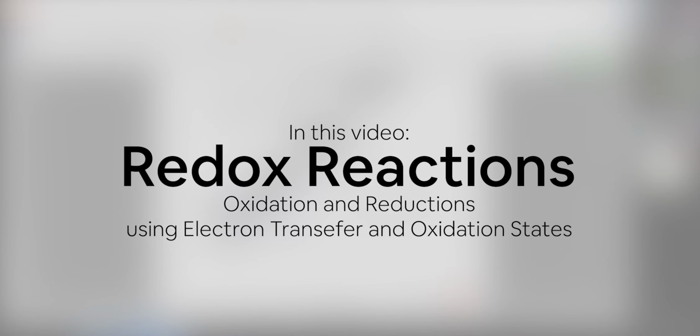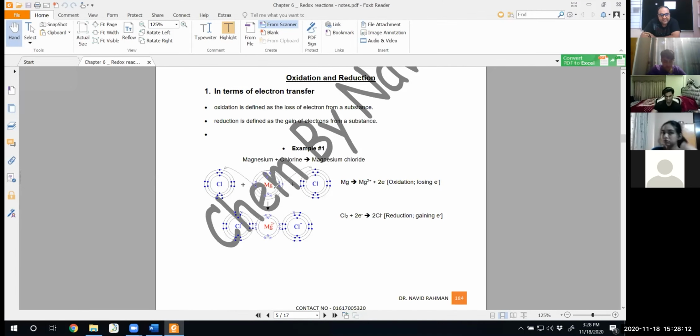Oxidation and reduction in terms of electron transfer. Oxidation is loss of electrons. Here we can see that magnesium is a metal. Magnesium is being converted into a magnesium ion by sacrificing, or losing, 2 electrons.